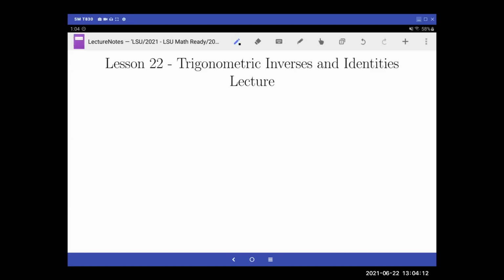All right, so we are finally at lesson 22. So we're actually almost done with everything. We've moved into trigonometry. And so earlier today, we talked about using the unit circle to find trigonometric values. Now we're going to do the same thing, but in reverse. So you see this, trigonometric inverses, right? And some identities as well. We're going to do both of those.